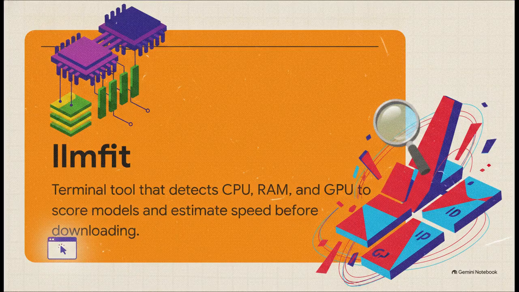Enter a tool called llmfit. It's a simple terminal tool, but what's really fascinating here is that it doesn't just guess. You run a single command, and it automatically detects your system's CPU cores, your RAM, and your GPU, even if you're running a massive multi-GPU setup. Then it calculates exactly how a model will perform on your specific infrastructure before you ever click download.